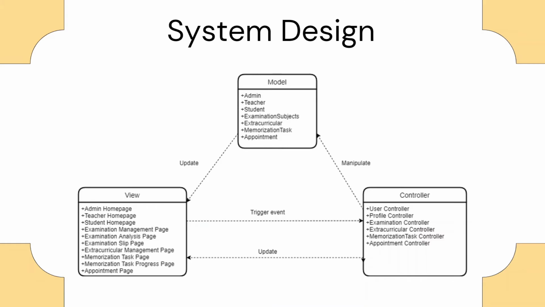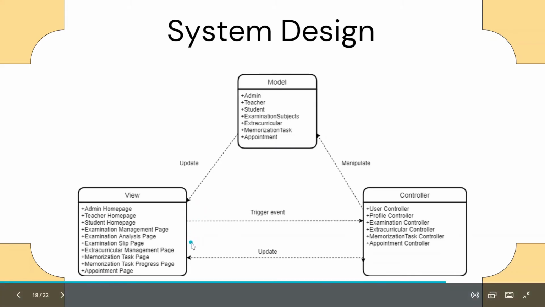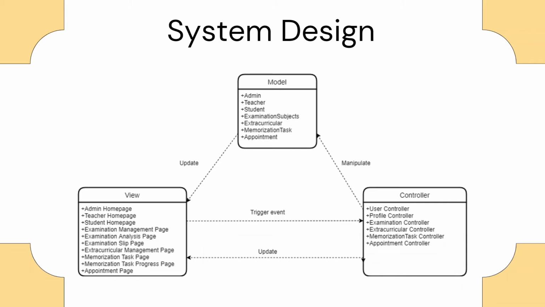This is the system design for the system. This system architectural design will apply the model view controller pattern. As we can see, this pattern has the model, where the model consists of the admin, teacher, student, examination, subject, extracurricular, memorization task, and also the appointment. And the view consists of the admin homepage, teacher homepage, student homepage, examination management homepage, and others. And the controller has the user controller, profile controller, examination controller, extracurricular controller, memorization task controller, and appointment controller.